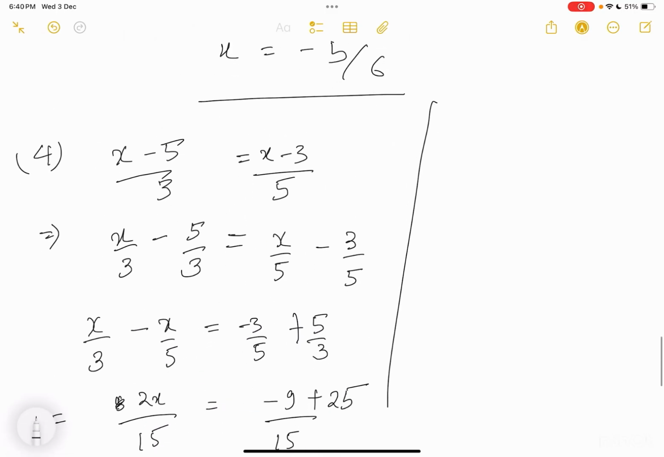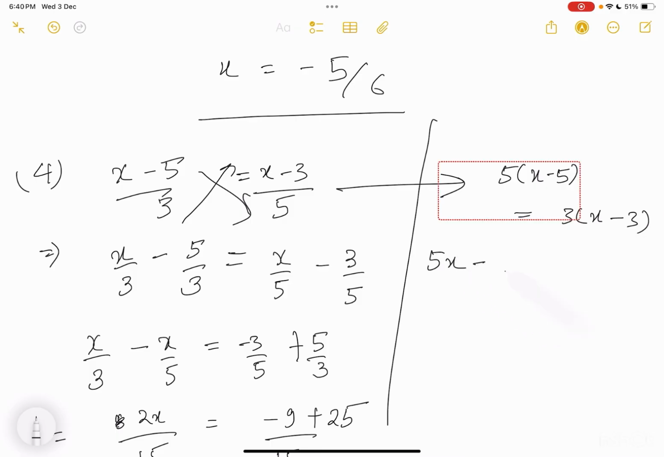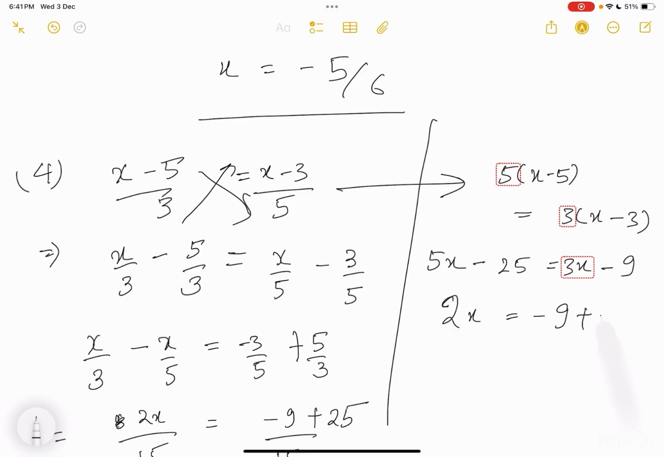Now instead of breaking out all these fractions, you can also do cross multiplication. So this will be 5 into x minus 5 into 3 x minus 3. Now you just open up the brackets. 25, 3x minus 9. I think this is much easier. 2x is equal to minus 9 plus 25, which is equal to 16, and x is equal to 8.